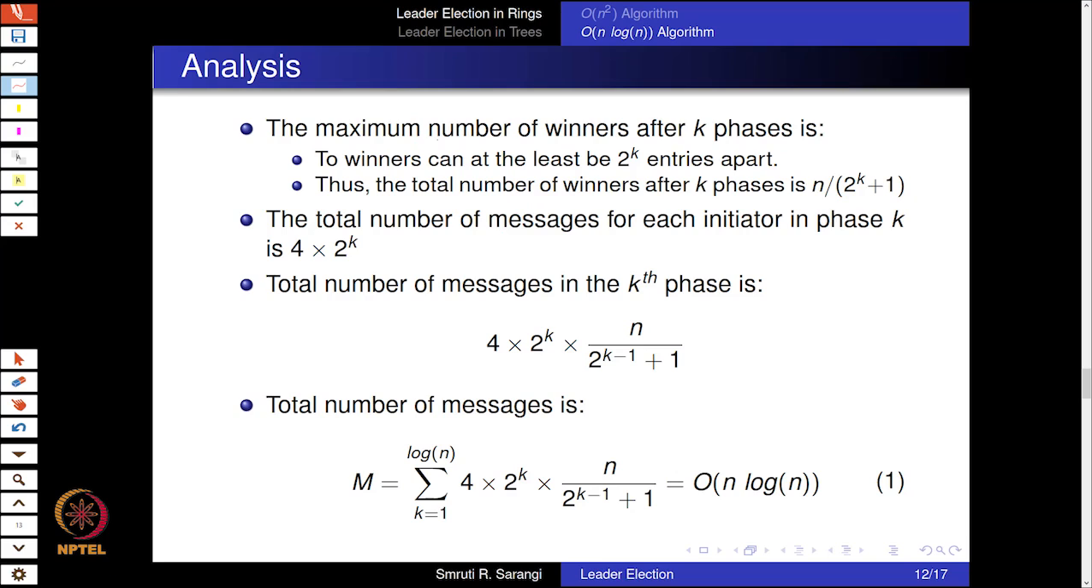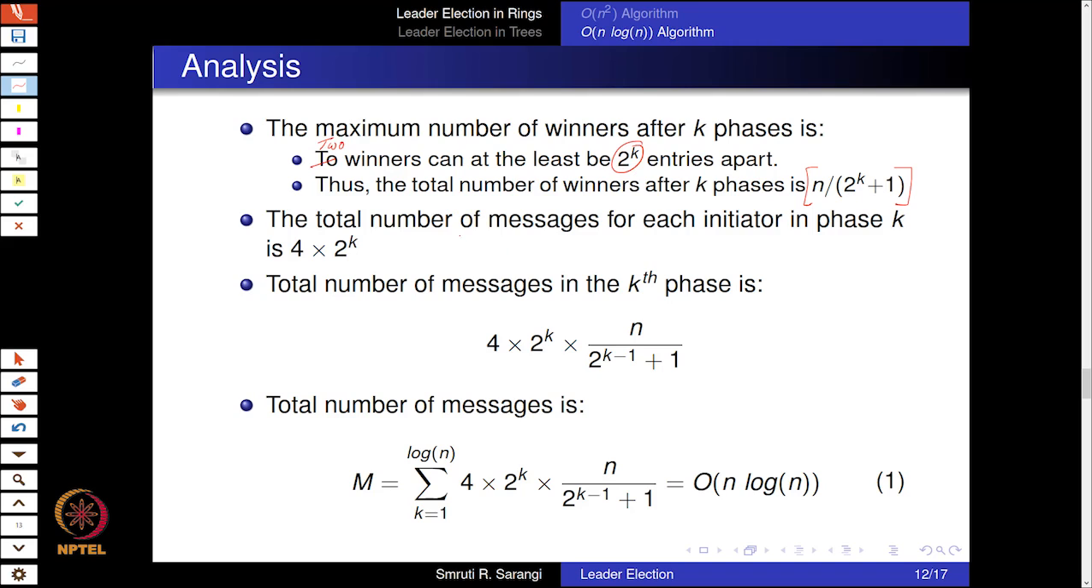So what we can now see is the maximum number of winners after k phases. Two winners can at the least be 2 raised to power k entries apart, because within a window of 2 raised to power k, you cannot have two winners, right? One will absorb the messages of the other. So they have to at least be these many entries apart. Thus the total number of winners after k phases is n by 2 raised to power k plus 1, right? So if this is the minimum distance by which they are separated, then the total number of winners would be this interval plus 1.